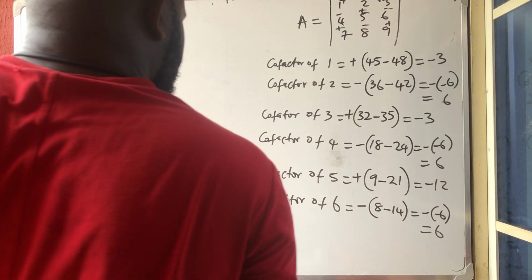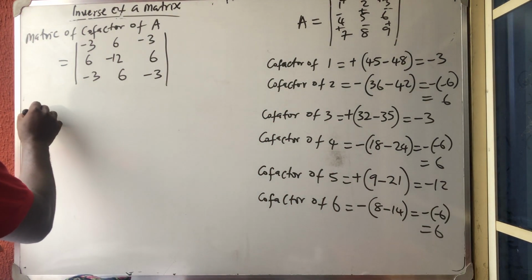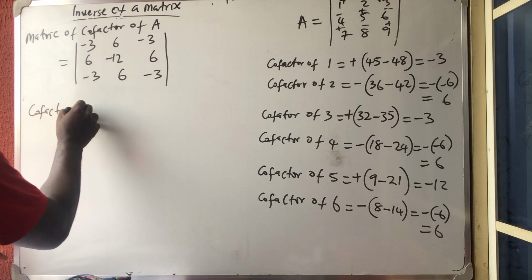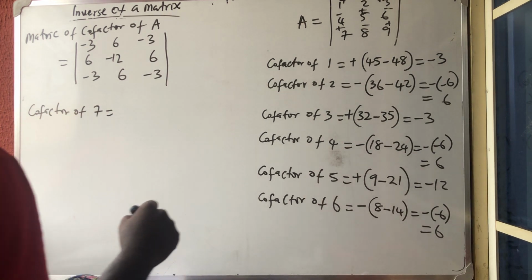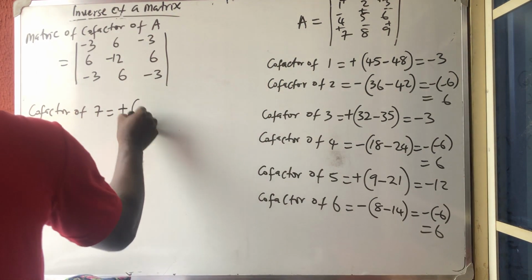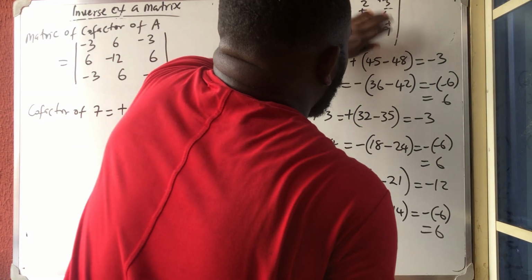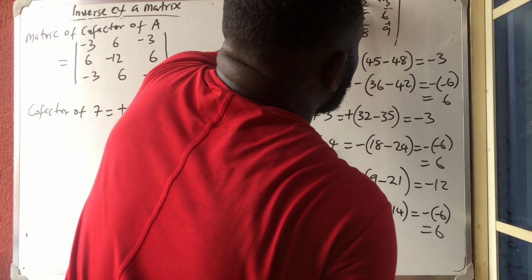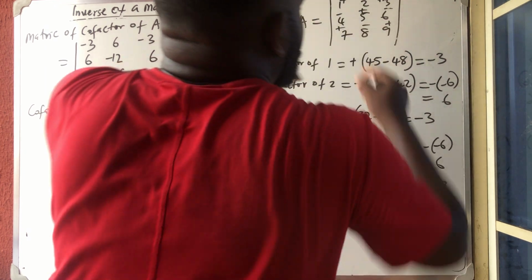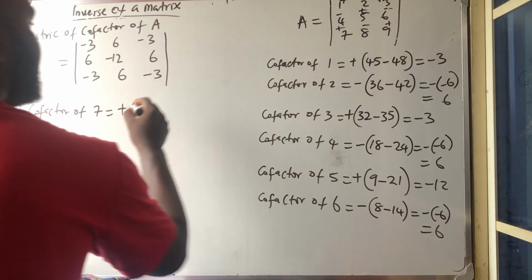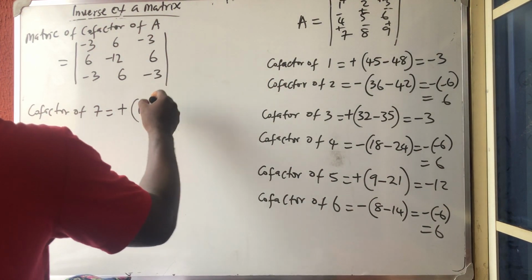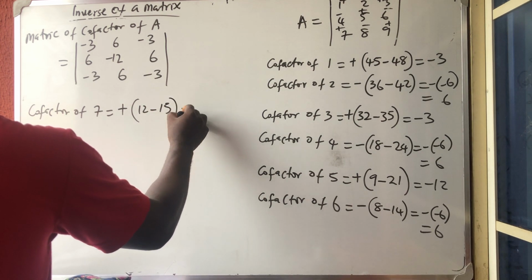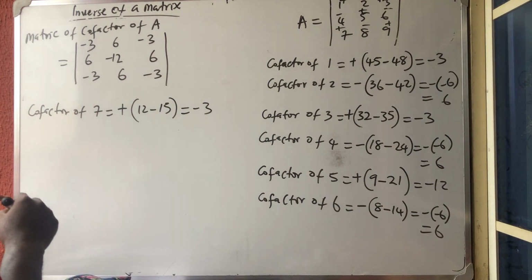Okay, so let's continue. Cofactor of 7. Cofactor of 7. 7 is positive, so I'm using positive bracket. Close the row and column of 7. So I'm left with 2, 3, 5, and 6. So do your left, right. 2 times 6, 12. Minus 3 times 5, 15. So I'm left with minus 3. Okay, so the next one is what?